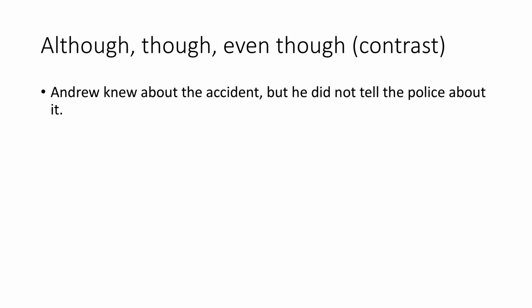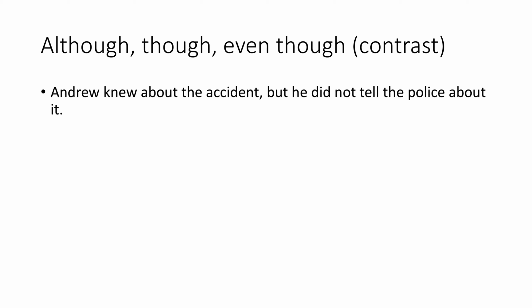Now, there are some words or some subordinate conjunctions like these, although, though, and even though, that are used for contrast. The most common word or connector that people use for contrast is but. In this example, Andrew knew about the accident, but he did not tell the police about it. It's perfectly fine. You can use this, but remember, but is not a subordinate conjunction, so it does not create a dependent clause. And I'm not going to talk a lot about this. This is a completely different topic. I just use this because I know that people commonly use but to indicate contrast.